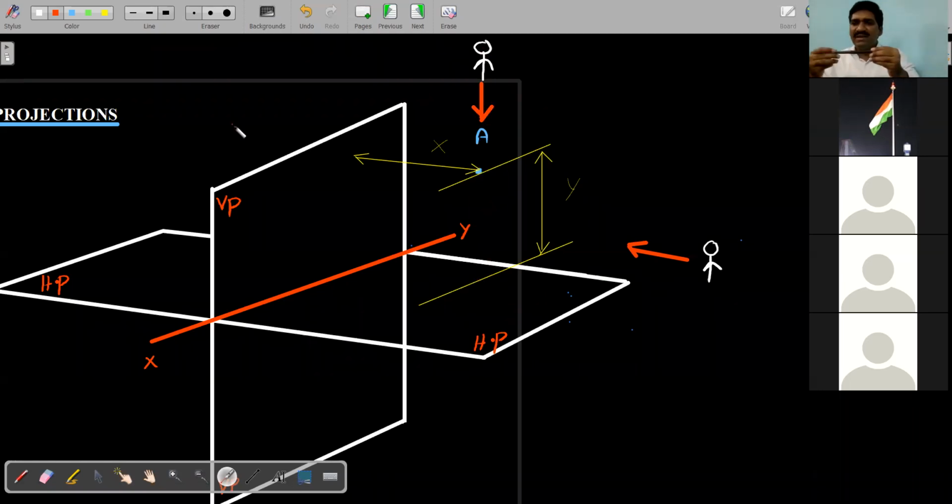See, there is a marker in my hand. In the front view, I can see this height. But in the top view, can I see this height, all of you? No. But how to see the top view? You have to see the top view exactly from the top of the body.